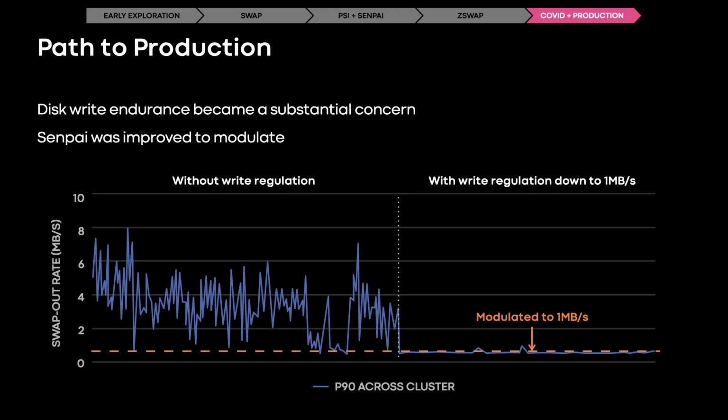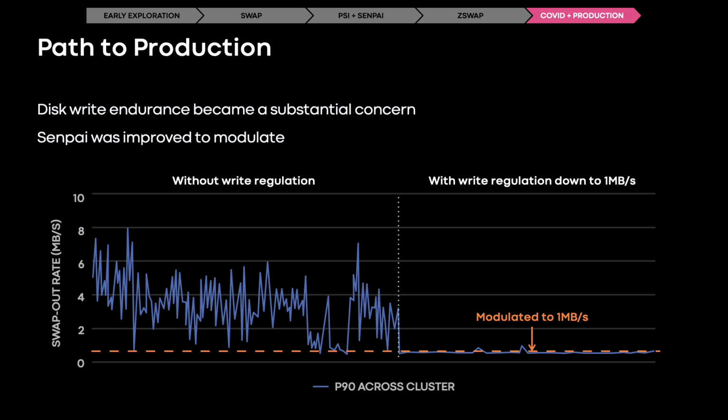The other thing we hit that was quite interesting while we were going to production was that disk write endurance became a substantial concern. We run a lot of SSDs that don't have the greatest write endurance, and we were finding that with all the swap out we were doing with TMO, especially with disk swap, it was quite costly in terms of the write endurance. We were hitting cases here where we see P90 of 5-6 megabytes per second of write, which over the lifetime of an SSD, if we're constantly pushing that, could wear them out sooner than we project.